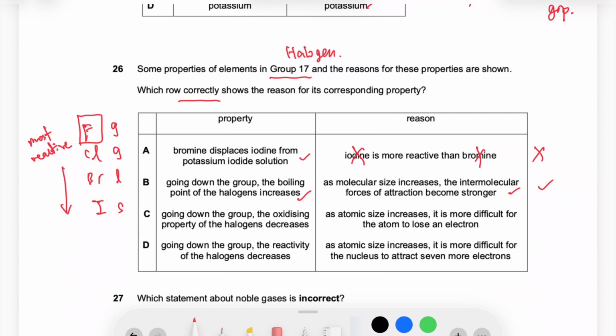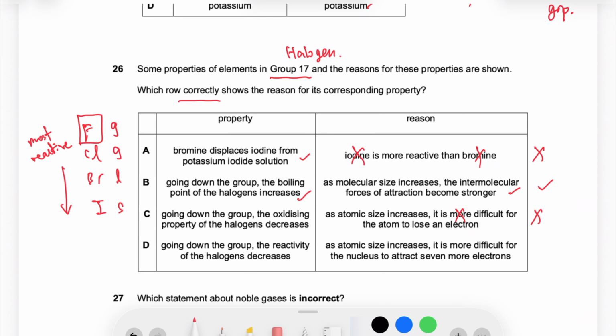Let's look at C and D just to be sure. Down the group, the oxidizing properties decrease. If their oxidizing property decreases, it means they want to reduce themselves, not increase. So going down the group, they themselves will reduce. As the atomic size increases, it is more difficult for the atoms to lose an electron? No, it should be easier. So that answer is wrong.